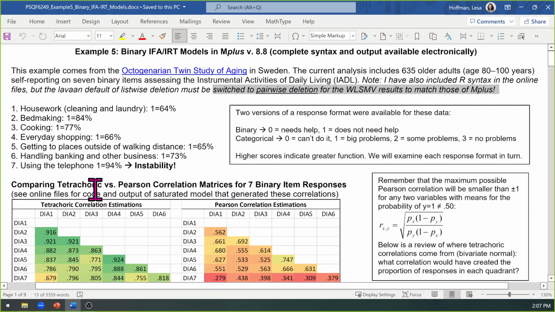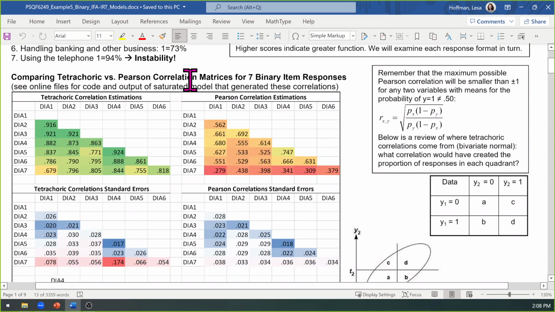So we're looking at binary data, and we are summarizing the relationships among these items with a different flavor of correlation. The idea is that Pearson correlation is going to be limited for binary data. The maximum correlation that any 2 binary items can have is going to be far below 1 to the extent that the items have a mean different than 0.5. So anytime there's any asymmetry in the proportion of ones and zeros, the correlation between those two binary items is necessarily going to be less than 1.